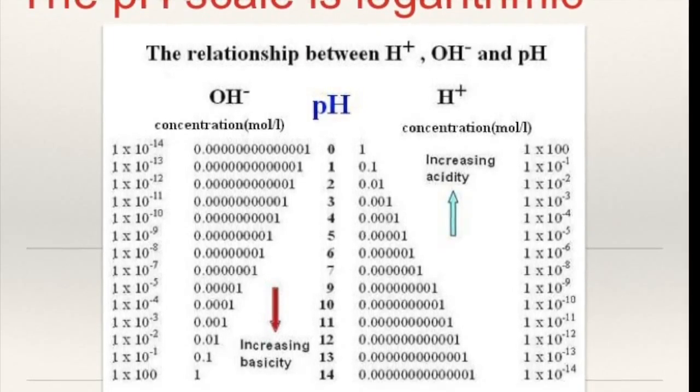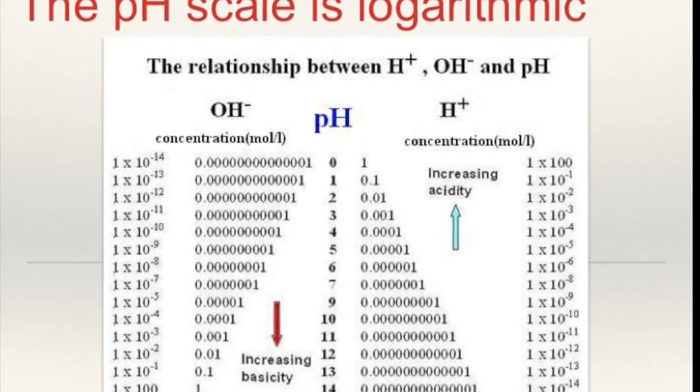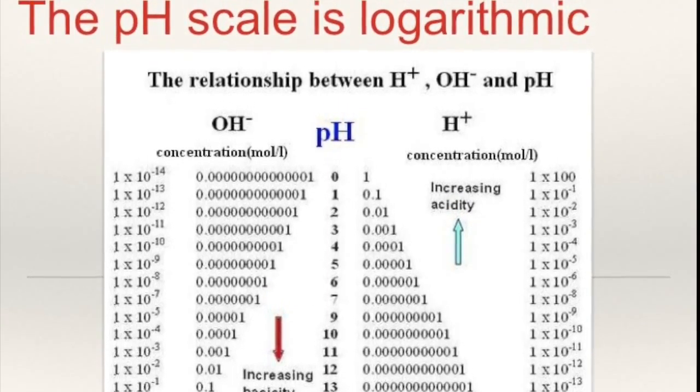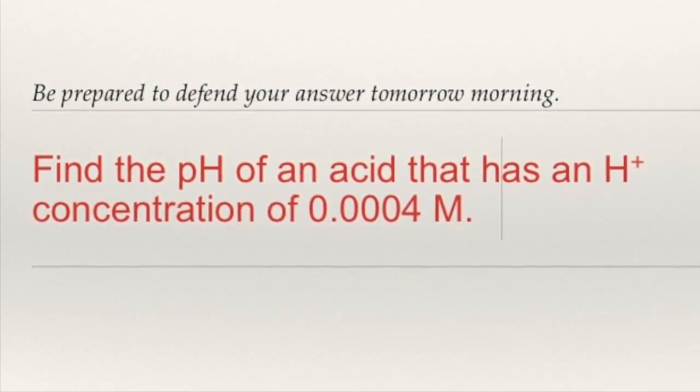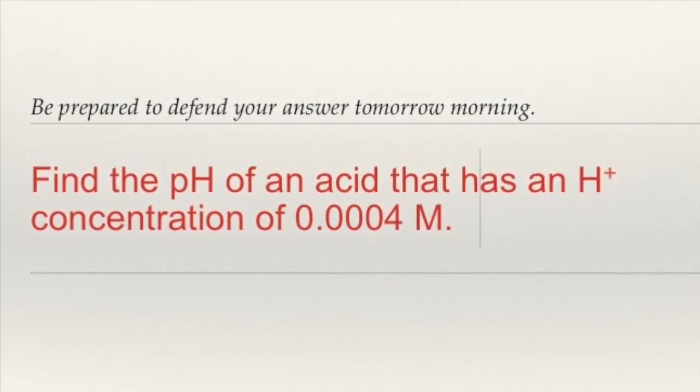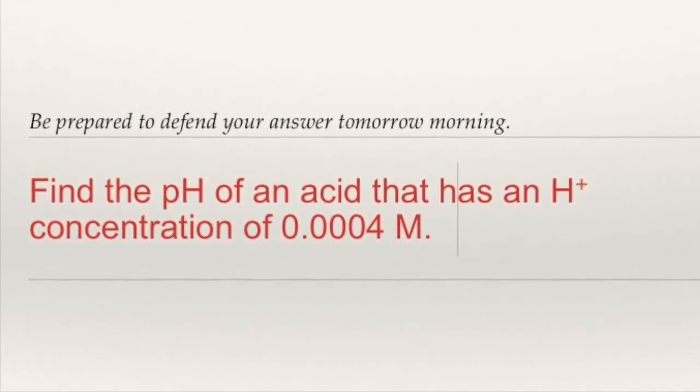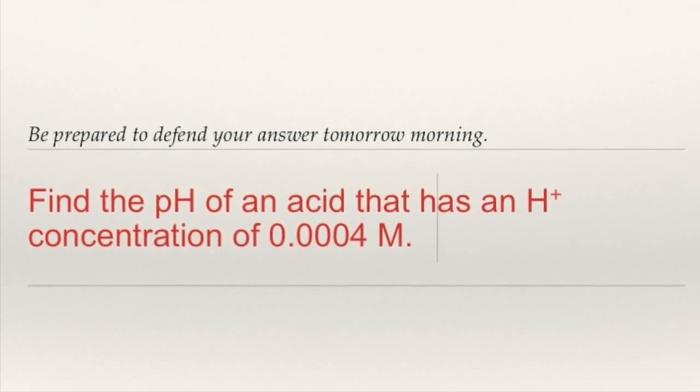Example: pH 4 is 10 times more acidic than pH 5 and 100 times, or 10 times 10, more acidic than pH 6. For your morning work, find the pH of an acid that has a molar concentration of 0.0004. Be prepared to defend your answer.